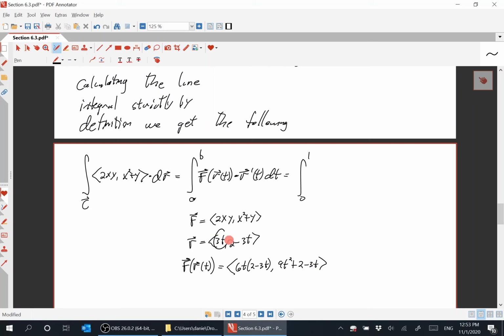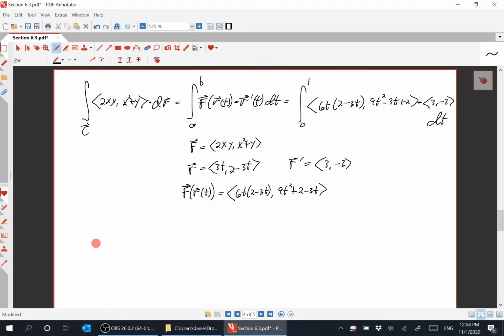Right? X is equal to this, and y is equal to that. So you just substitute those expressions for t into the function f. So this is 6t times 2 minus 3t, comma 9t squared minus 3t plus 2, dot r prime. Well, r prime is just going to be equal to 3 minus 3, which is the slope vector for that line, dt.